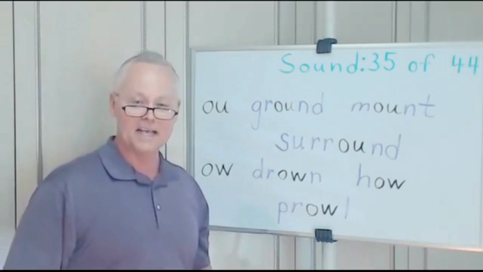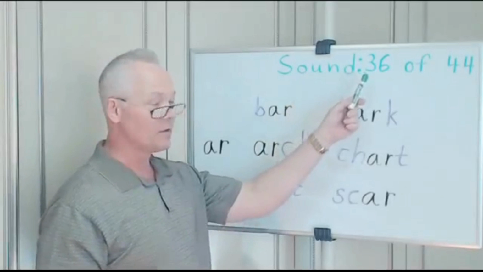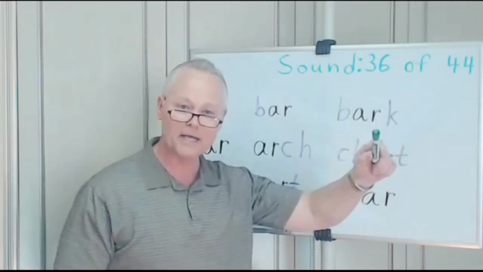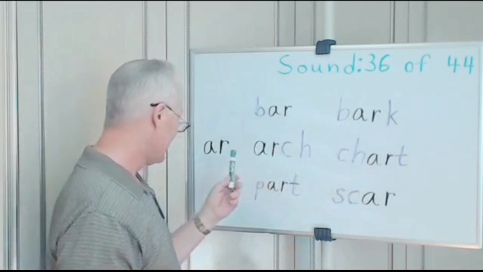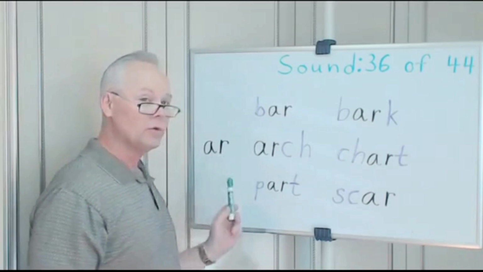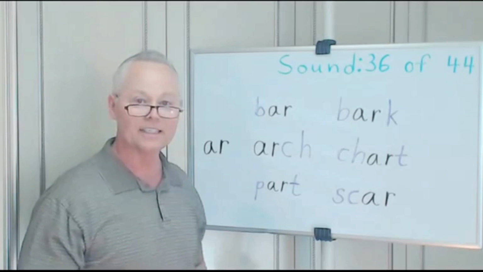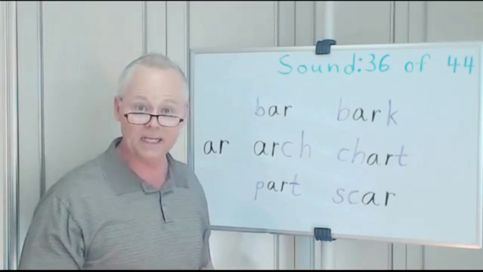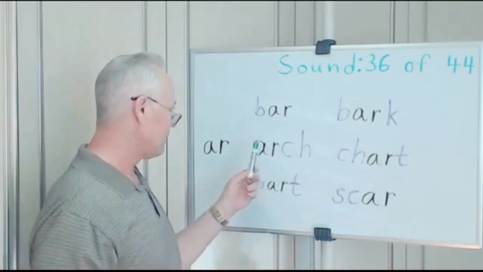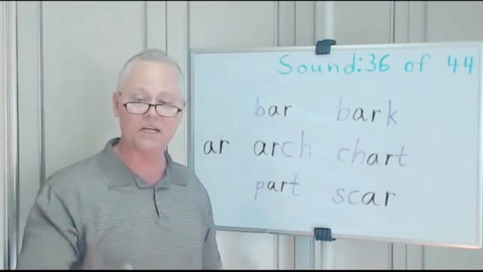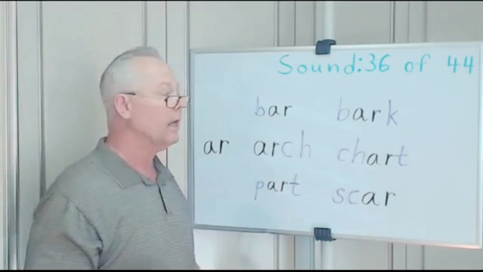And that is the end of this sound, 36 of the 44 sounds that make up American English. Now we have one 2-letter sound here. What sound could this be? What do you think? How about R? Just sounds like R. Sounds like the letter R.